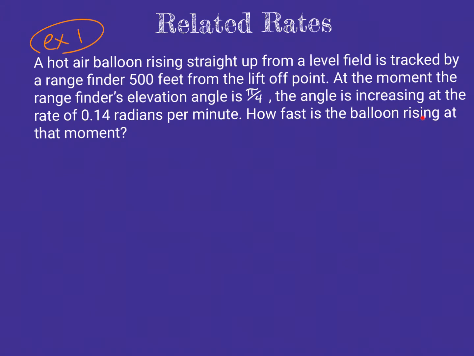Well, the first thing we want to do is write out anything that we know. It looks like we have this constant here, and instead of writing it out, I'm just going to underline. So this is a constant. The rangefinder is 500 feet from the liftoff point. The hot air balloon is rising straight up. That'll help us with drawing. Then it says, at the moment, the rangefinder's elevation is pi over 4. Now, note that both 500 and an elevation angle being pi over 4 are numerical values. However, this one is a constant.